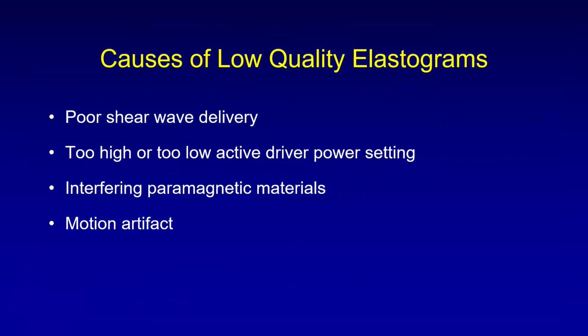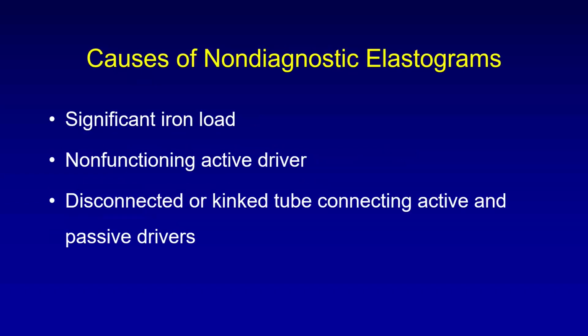The causes of a low quality elastogram are poor shear wave delivery, and too high or too low active driver power setting, the amplitude that I talked about. In case there are interfering paramagnetic materials like coils or the TIPS stent, it may interfere with the elastogram quality that you get. Motion artifacts, where the breath hold is not great, can also give a low quality elastogram. Causes of a non-diagnostic elastogram include significant iron load, which you'll be able to decipher on your routine other MR examination that you'll be running along with the MRE.